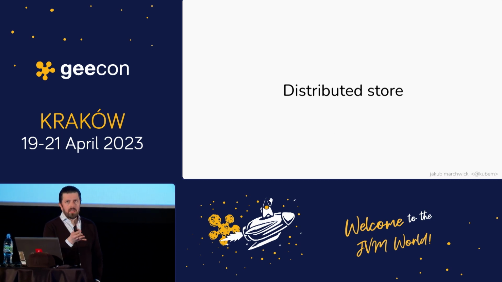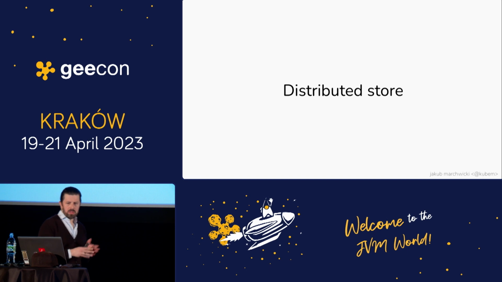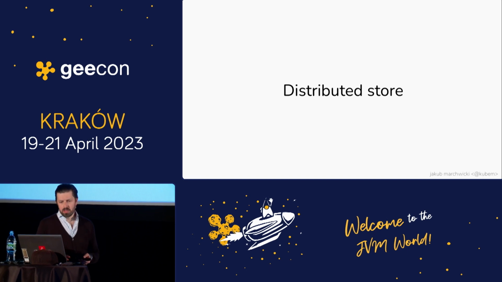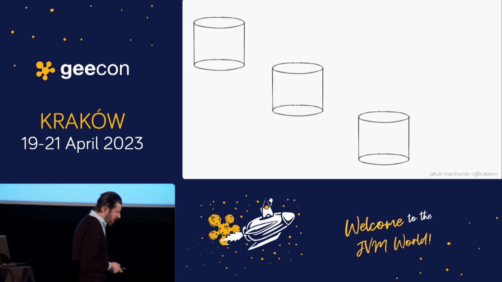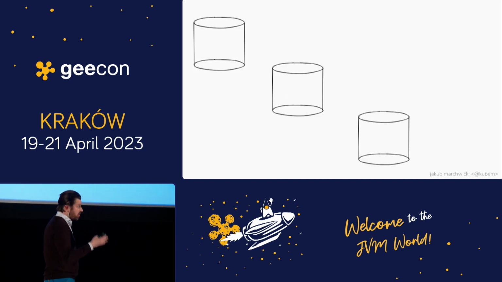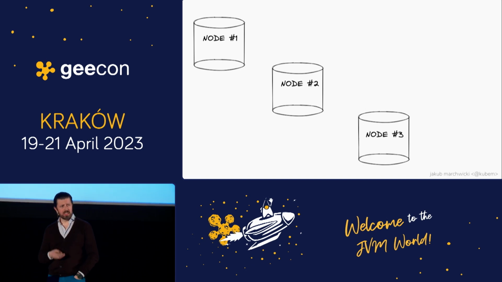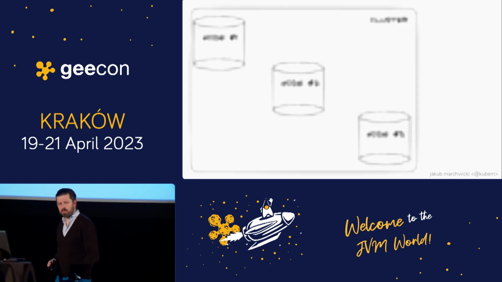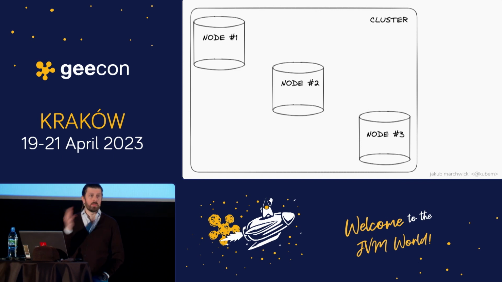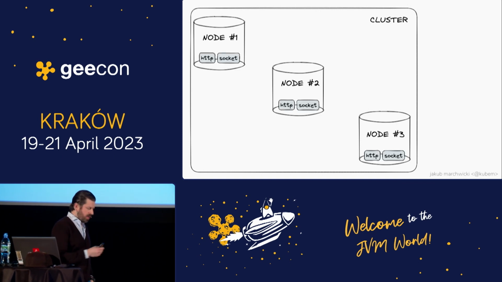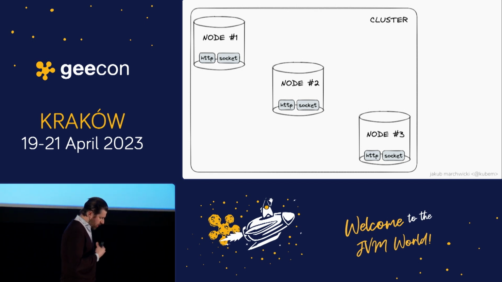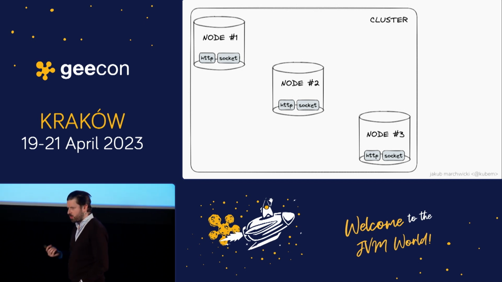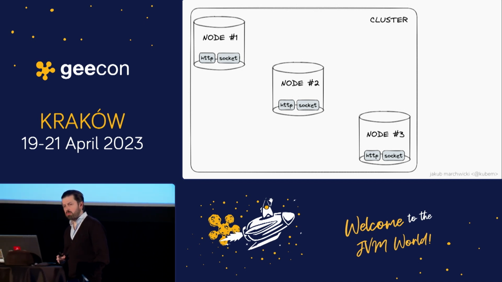Things aren't that easy if we get to the actual distribution of the data. So, building up the distributed store. First of all, we have this concept of multiple nodes. Let's call them node 1, 2, 3, whatever. We would like to form a cluster, and each node will listen on an HTTP port, which we already covered, and will listen on some socket, which will be for internal messaging within the cluster.